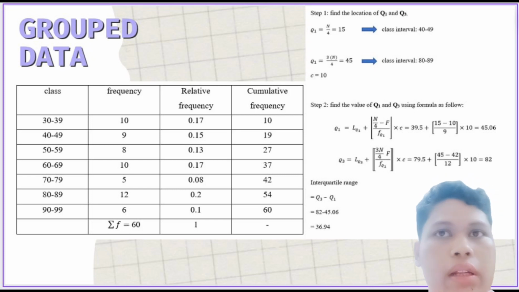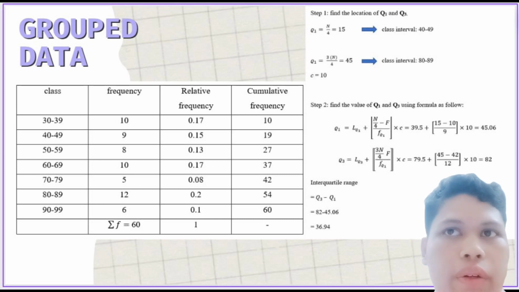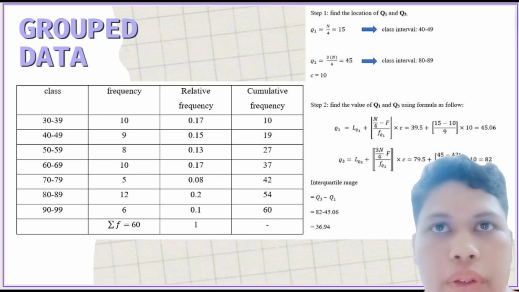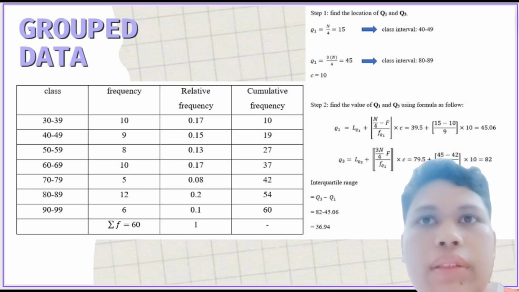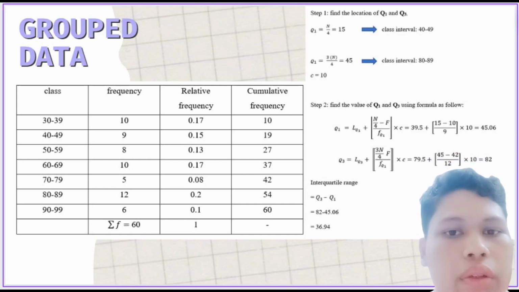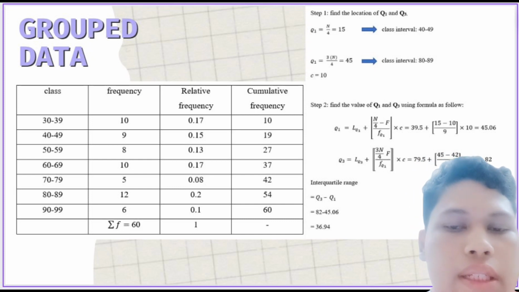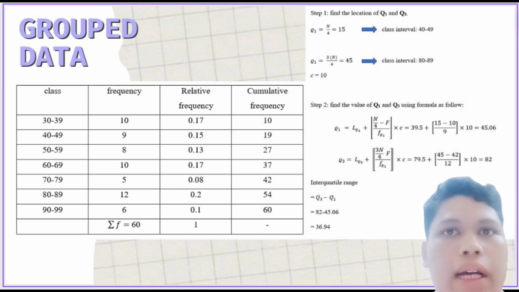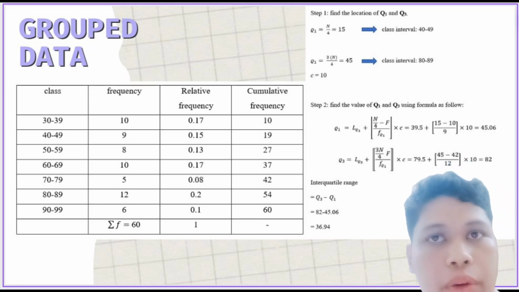For grouped data, the only step is the second step. We will use another calculation method as shown in the slide. For Q1, the answer is 45.06 and Q3 is 82. So we do the minus operation, which is Q3 minus Q1, and the answer is 36 point.